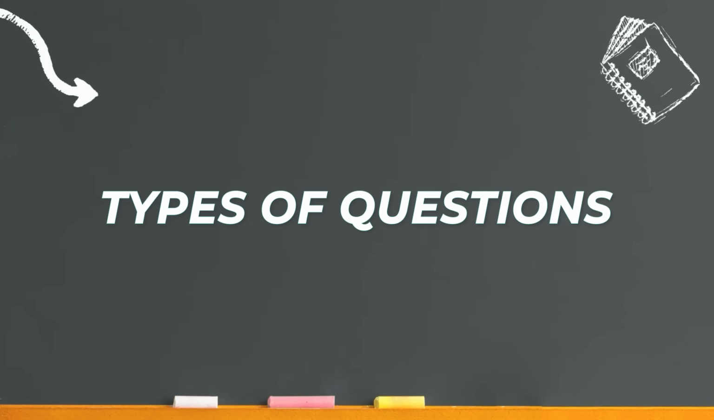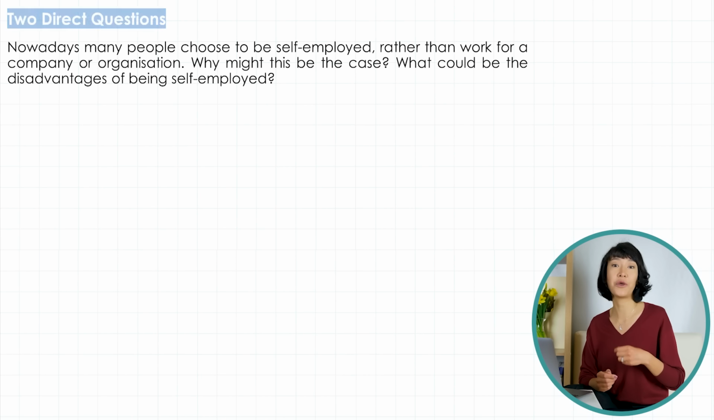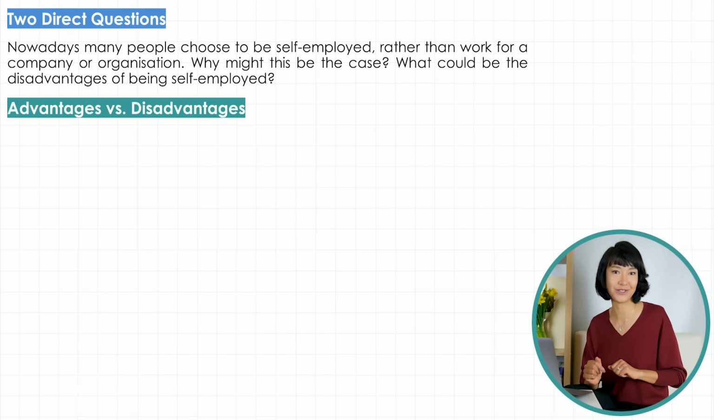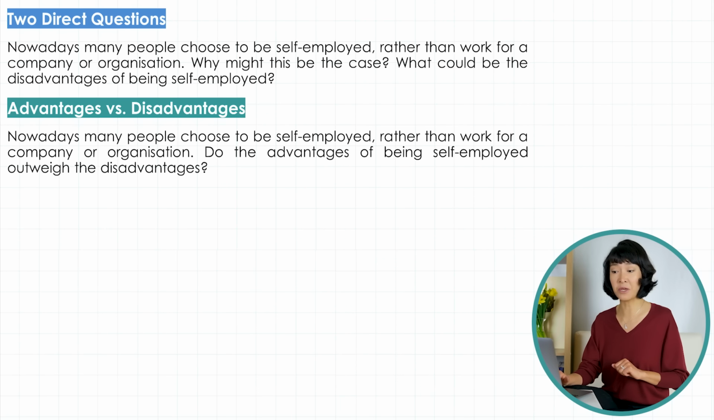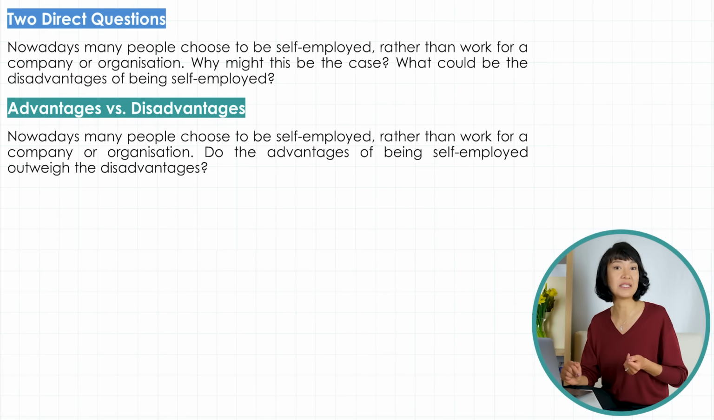There are 5 different types of IELTS Task 2 questions. Our example is the 2 direct questions type. We have an opening statement followed by 2 questions. What about the other types? Look at how we can rewrite parts of our example essay to create more question types. Advantages and disadvantages. Nowadays, many people choose to be self-employed rather than work for a company or organization. Do the advantages of being self-employed outweigh the disadvantages?